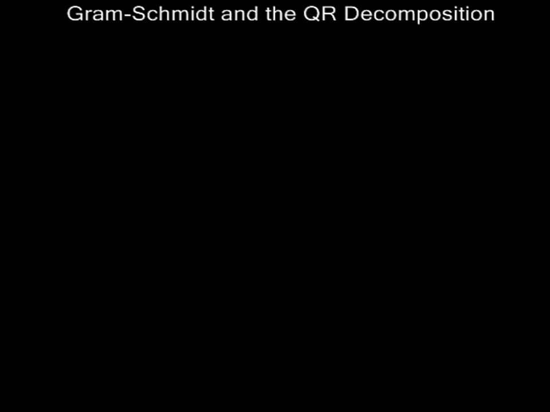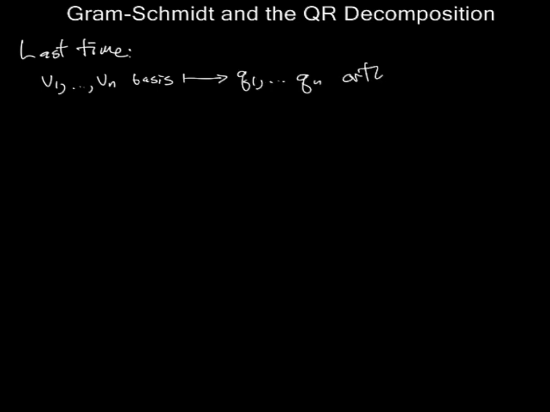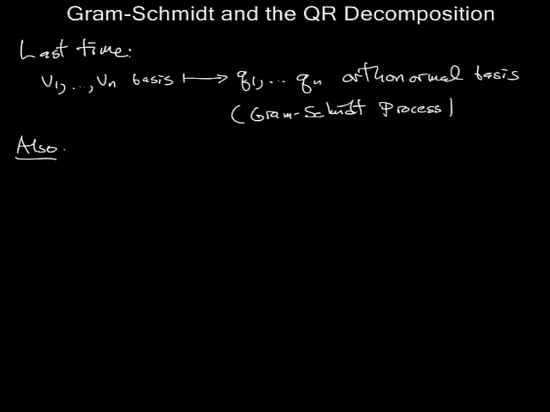We're going to talk some more about the Gram-Schmidt process and introduce the QR decomposition. So remember last time we talked about how to go from an arbitrary basis to an orthonormal basis, and that is called the Gram-Schmidt process. And we also talked about orthogonal matrices.